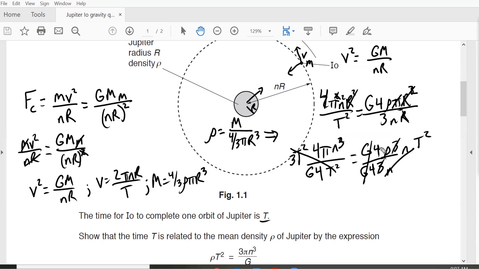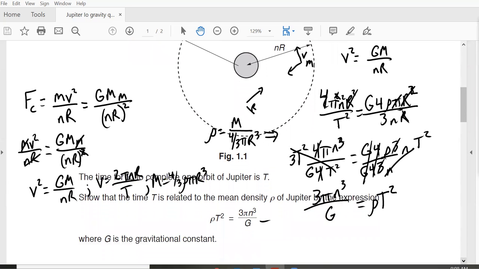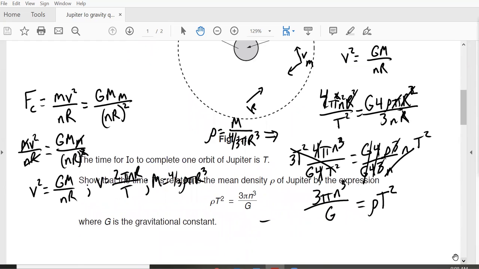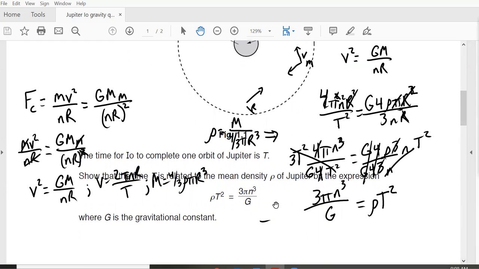All right, so these g's cancel, these 4's cancel. I'm left on this side with rho t squared, what I wanted, to have those terms together. And then on this side, the 4's cancel. I have a 3 right there, I've got a pi, I've got an n cubed, and all over g. So I think, indeed, that agrees with what we should have got, what they said that we should get.